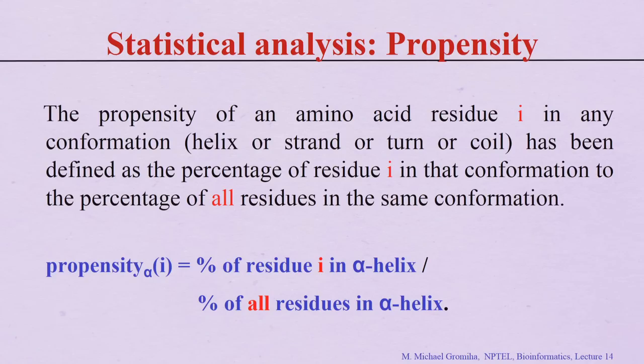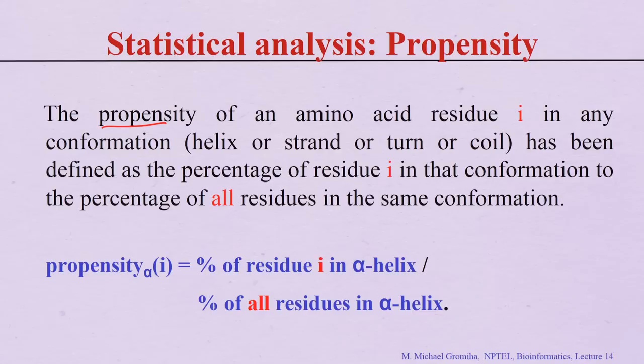Then we will discuss the statistical methods. In the statistical methods, first we need to have the preference of residues in any secondary structure, either in helix or in strand. How do we calculate the propensity? What is the meaning of propensity?